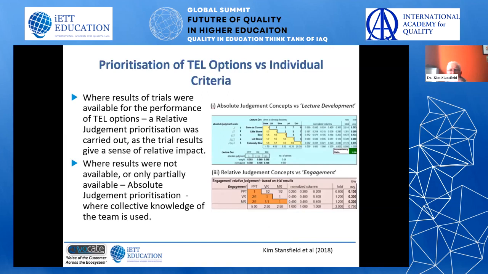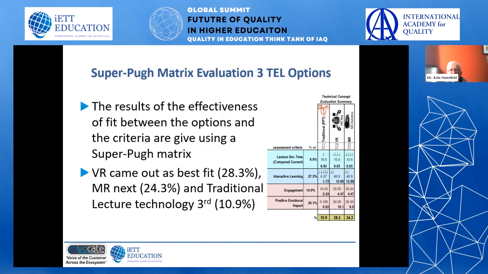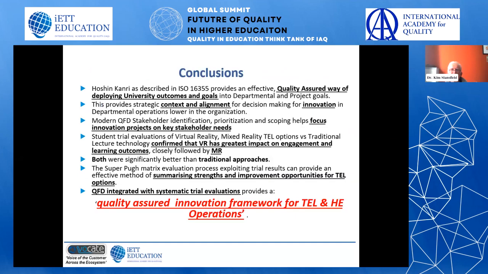And then we took the results and we integrated them back into the QFD process using Super Pew Matrix to prioritize them to understand the overall impact of the different technologies. And the results were really, virtual reality came out as best fit, mixed reality next, and traditional lecture technology third, in terms of a rational, normalized percentage impact on critical characteristics.